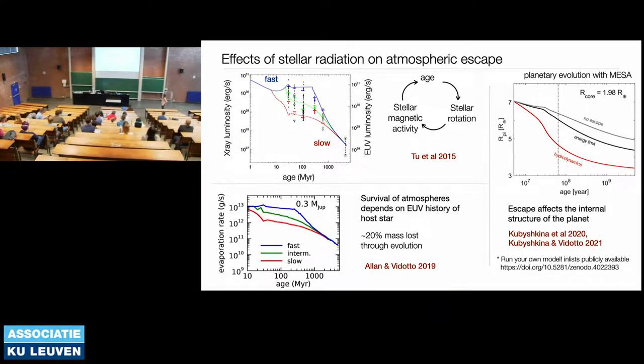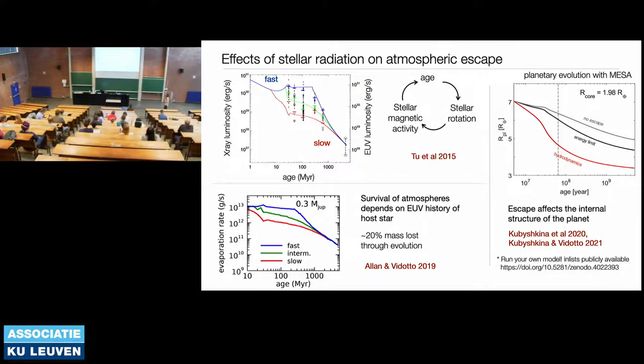So if the planet is really big, the reservoir is really big, so sometimes it doesn't affect much. But if the planet is small, the reservoir is limited, so it can affect your planet quite a lot. Now, in this case here, we estimate 20% of the mass was lost through the evolution of this planet. And if you have a hot Jupiter, a more massive planet, then although the mass loss rate is really high, the total amount of mass lost might not be so high.